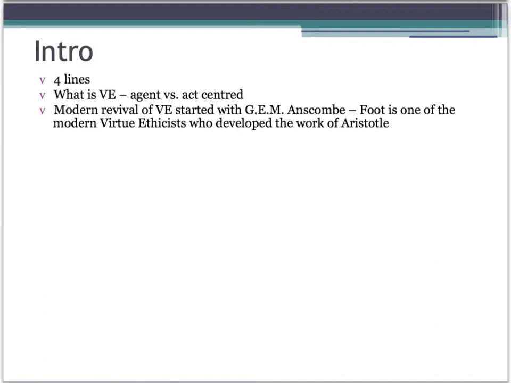And then talking about the modern revival of virtue ethics, which started with Anscombe, and Foot is one of the modern virtue ethicists, and they all developed the work of Aristotle. So that's really your introduction there.